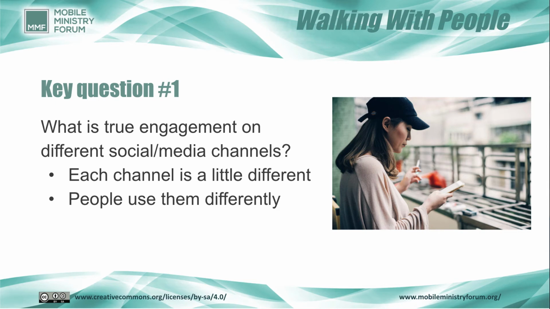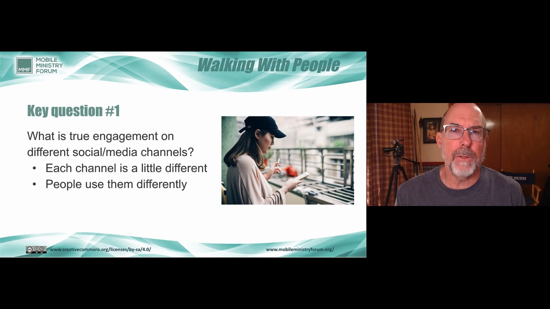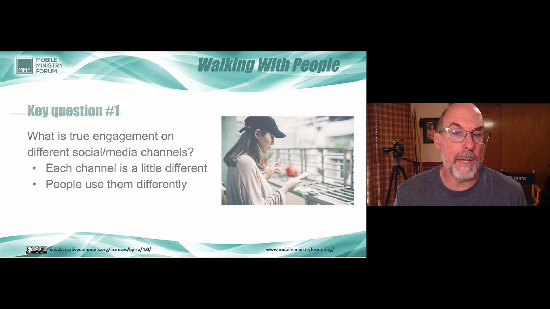So one of the questions that we have to ask, a key question, is what is true engagement on different social media channels? Each channel is a little bit different, right? We use different social media in different ways. For instance, Google and YouTube tend to be places where people search for things, or entertainment, right? They're just killing time or watching music videos or something like that. But people may not really have significant conversations on YouTube. They might use it to learn something but not connect with people really in YouTube. So think about that in your context.